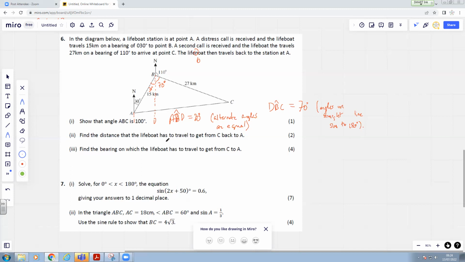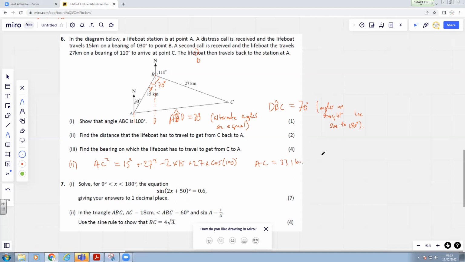Find the distance the lifeboat has to travel to get back from C to A. So find this side here. Well, this looks like, once again, a cosine rule problem, because we've got a length, we've got the angle in between. So for part 2, let's call it AC squared. That's going to be equal to 15 squared plus 27 squared minus 2 times 15 times 27 times the cos of 100 degrees. And so you can work that out. Once you crank it through, and don't forget the square root at the end, you get 33.1 kilometers.